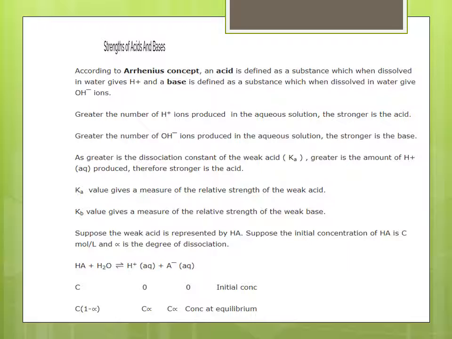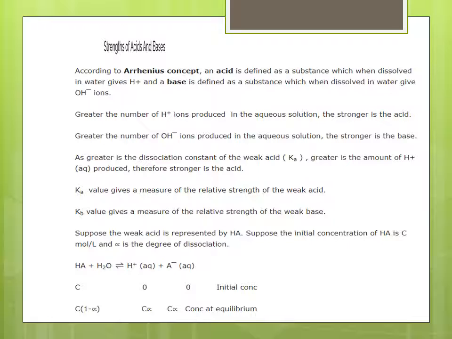According to Arrhenius concept, an acid is defined as a substance which when dissolved in water gives H+, and a base is defined as a substance which when dissolved in water gives OH- ions. This concept was earlier studied by us in last lectures. So greater the number of H+ ions produced in the aqueous solution, the stronger is the acid. Greater the number of OH- ions produced in the aqueous solution, the stronger is the base.